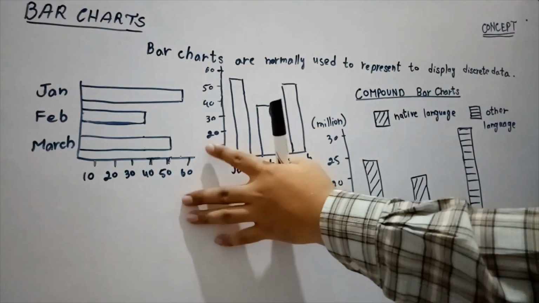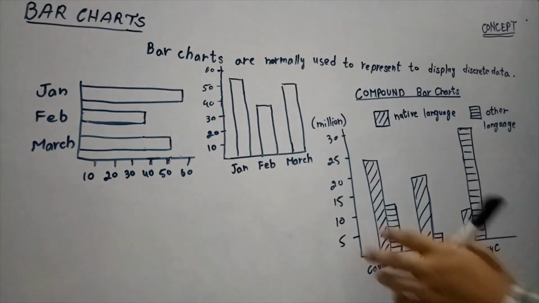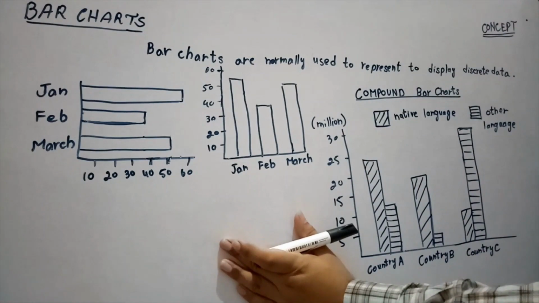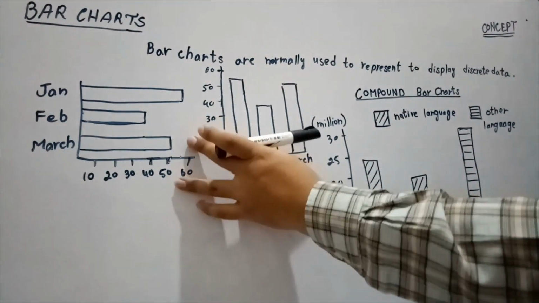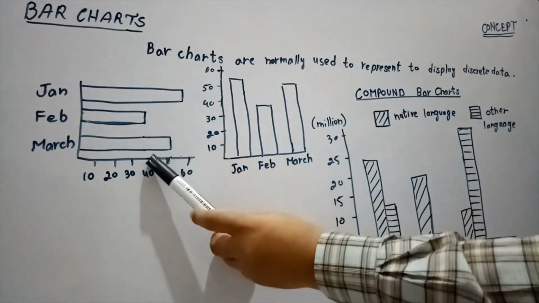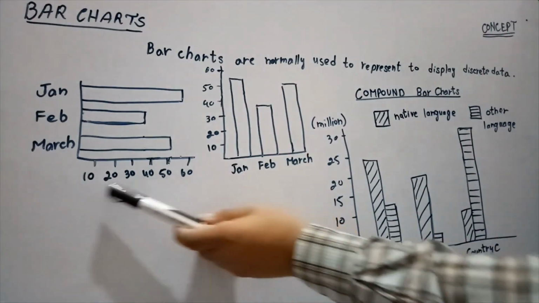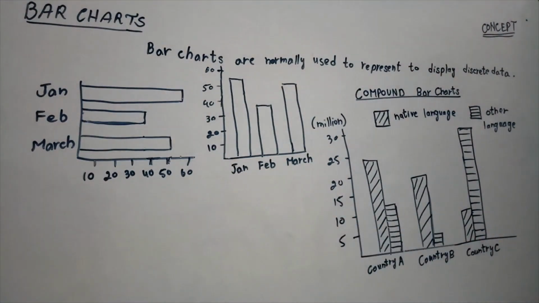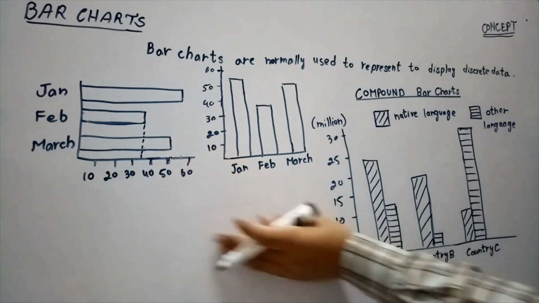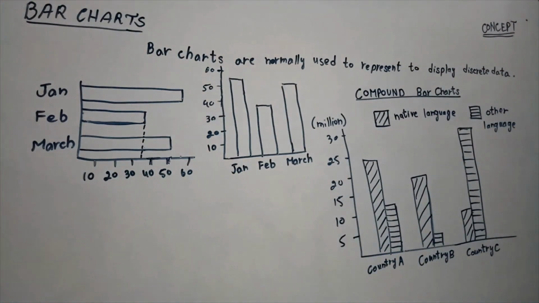Here we have the number of eggs sold per month, displayed using a bar graph. Here we have January, here we have February, here we have March, and here we have the numbering, the number of eggs sold. Okay, so you can see this one on February.